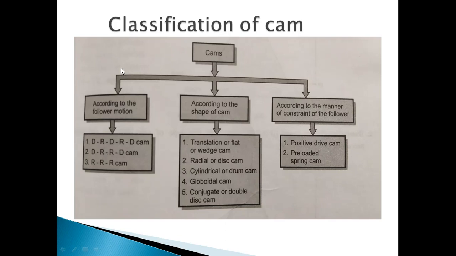Now we will discuss the classification of cams. Once again, cams are classified on the basis of three main categories. The first one is the follower motion, how the follower will move. The second one is the shape of the cam. And the last one is the constraint, how they are physically constrained to each other. Under the first category, according to the follower motion, there are three types. According to the shape of the cam, there are five, and according to the constraint of the follower, there are two. We will discuss them one by one.